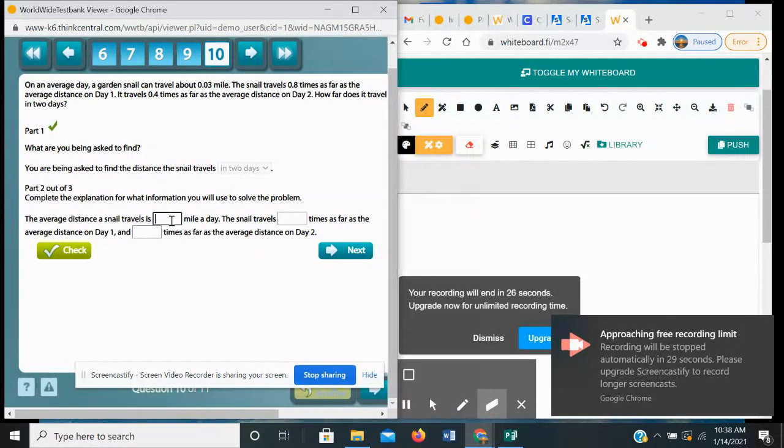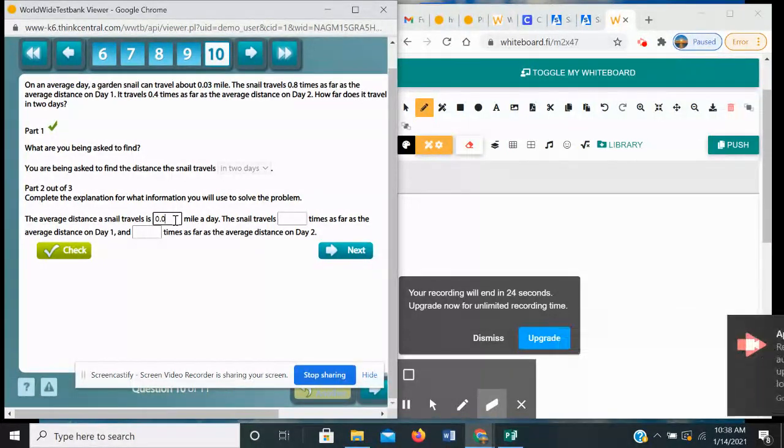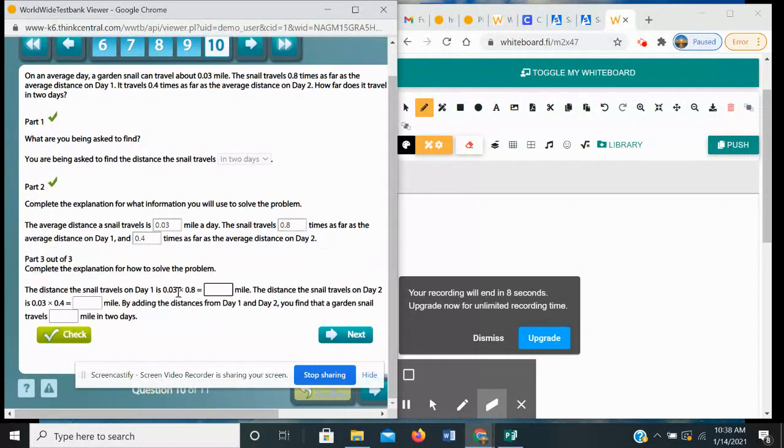So over here, I'm just going to put from the information. That's going to be my 3/100 because it says how much he travels in a day, the snail. How many times as far as? That's going to be my 8/10. And the last one's going to be my 4/10. Okay. And over here, just follow the models, multiply here, then you add them together, and you get your answer.